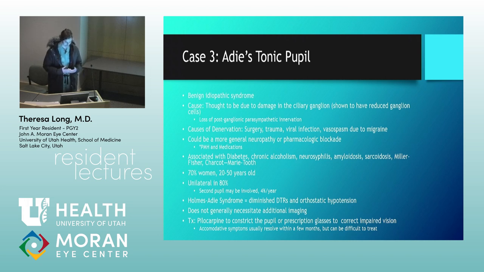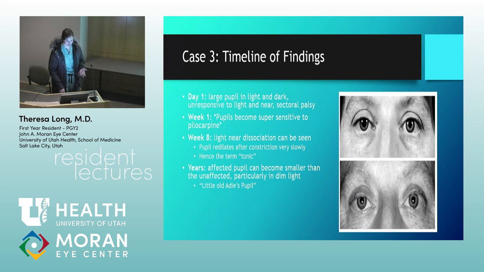It tends to be 70% women, usually in middle age, and it's unilateral in 80%, but it can be bilateral. The second pupil is involved at a rate of 4% per year. If you have diminished deep tendon reflexes and orthostatic hypotension, then that's Holmes-Adie syndrome. Generally, you don't need additional imaging. A lot of the symptoms relate to accommodation, which can usually resolve within a few months but can be difficult to treat. You can try pilocarpine multiple times a day to constrict the pupil, and prescription reading glasses to correct impaired vision. Of course, the treatment is also how you can help diagnose it.